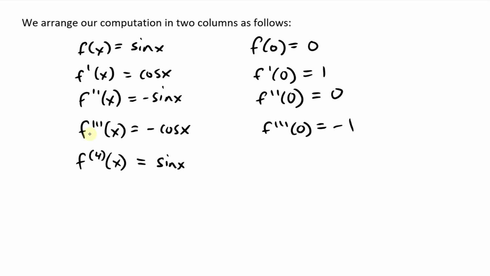And now we've started repeating. This is the fourth one of 0. This equals 0 like that. So here's a repetition right here. So from here to here, it repeats.